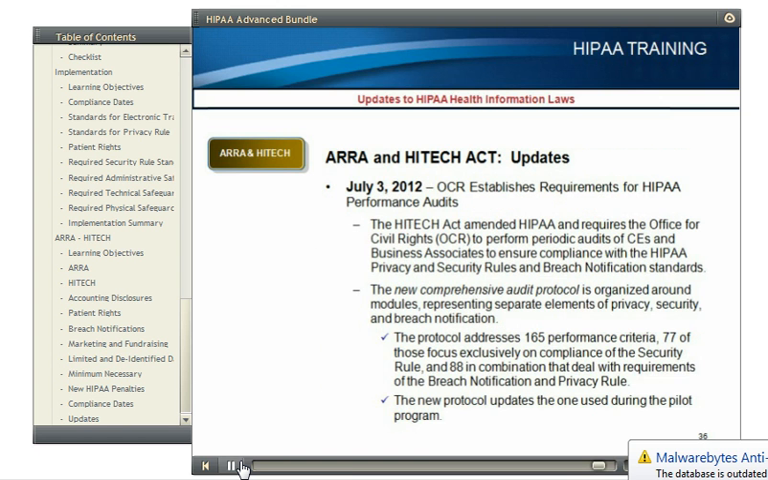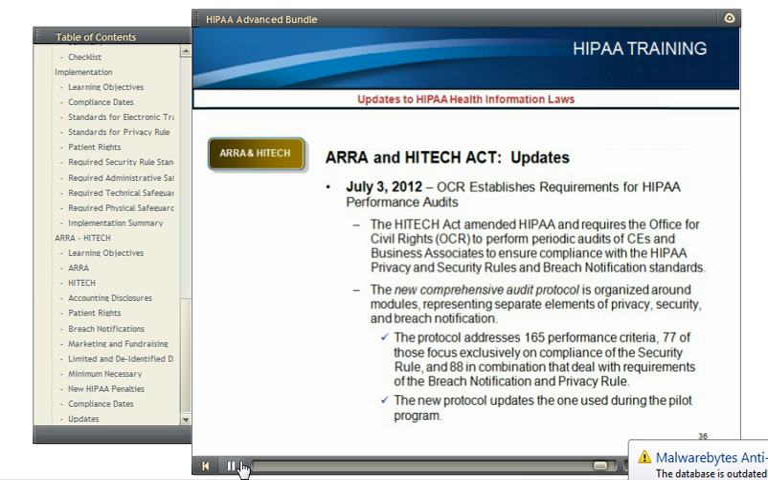July 3, 2012. OCR establishes requirements for HIPAA performance audits. The High-Tech Act amended HIPAA and requires the Office for Civil Rights, OCR, to perform periodic audits of CEs and business associates to ensure compliance with the HIPAA privacy and security rules and breach notification standards.